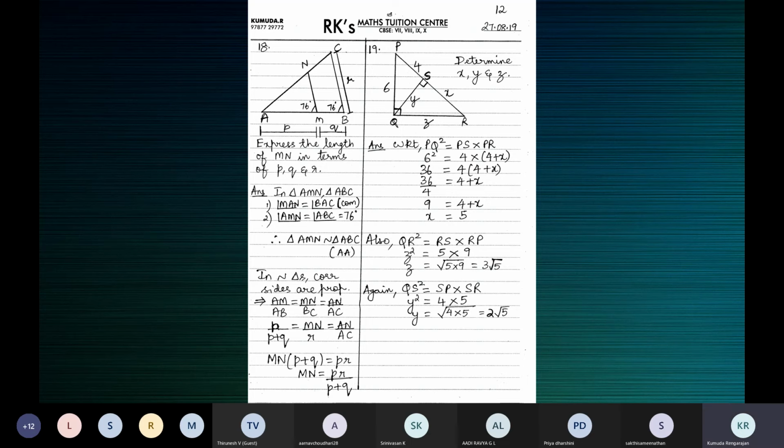So in figure 18, there are two triangles. One is AMN. The other is ABC. Show that they are similar. Write the proportion. Substitute the values or the variables given. And find MN in terms of PQR.